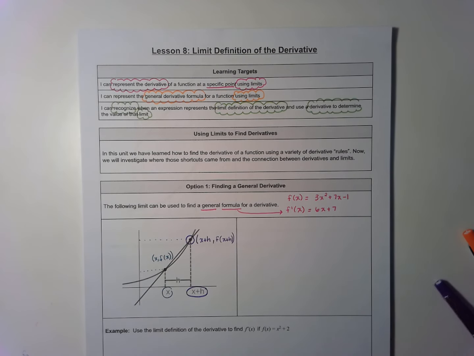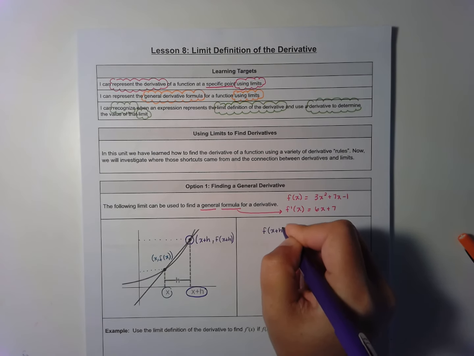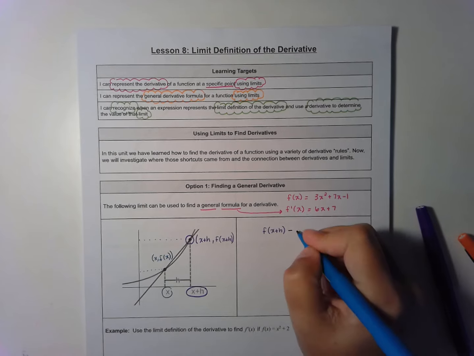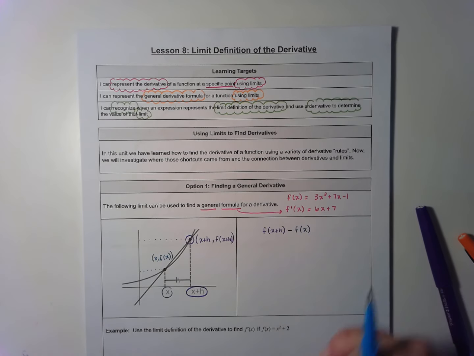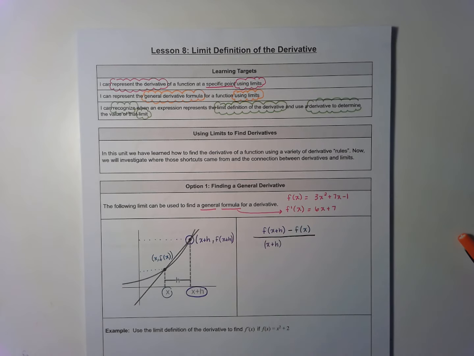If we were to write the slope of this line using those 2 points, then that slope would be y2 minus y1 over x2 minus x1. So the formula would look like this: f of x plus h minus f of x, so y2 minus y1, all over x2, which in this case is x plus h, minus x1, which in this case is x. So I'm just doing regular old slope because a derivative is a slope. So we're finding a slope between 2 points.